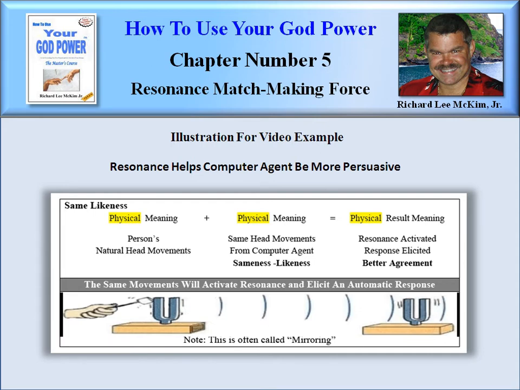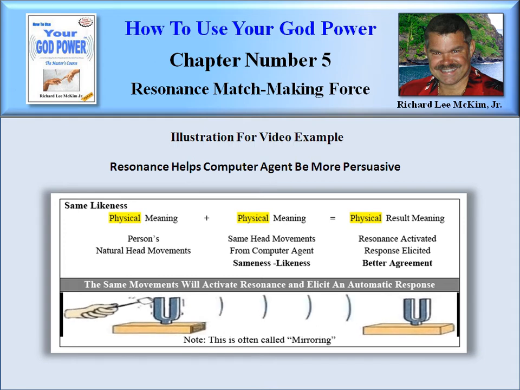Likeness is a resonant quality. That creates a resonant relationship. So what do you get? The physical result, meaning resonance is activated. A response is elicited. The computer agent gets a better agreement, a better response from the student. Here it says the same movements will activate resonance and elicit an automatic response.